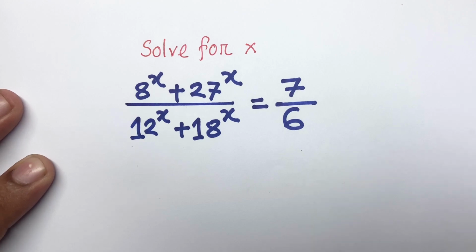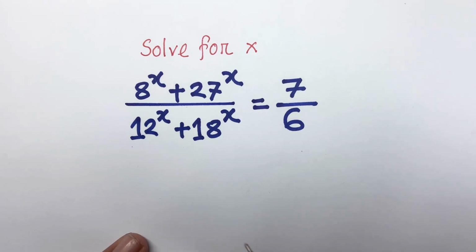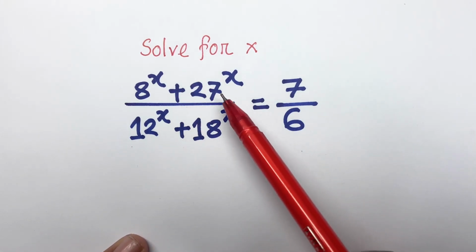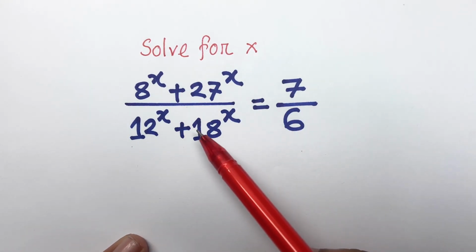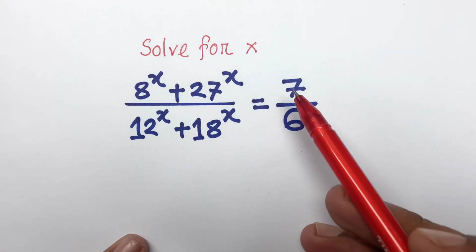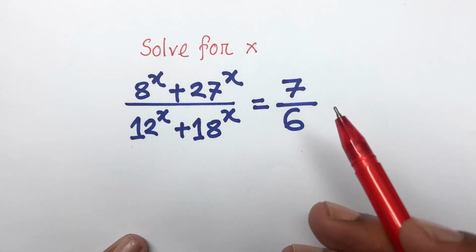Hello everyone. In this video, I solve this math Olympiad question. The question is (8^x + 27^x) / (12^x + 18^x) = 7/6. How to solve this question?